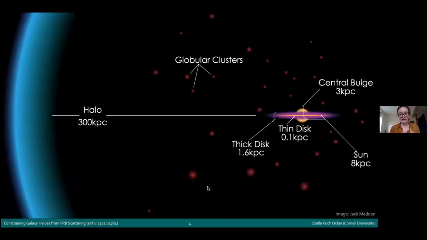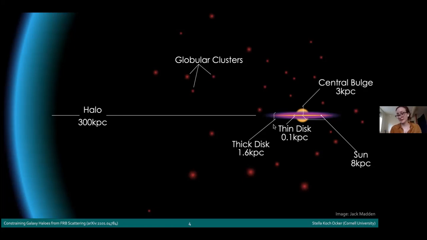So any FRB, when it passes through the Milky Way, will, broadly speaking, encounter two main parts of the Milky Way. It will encounter the halo and the galactic disk. And so the galactic disk can be broken up into two main components, a thin disk and a thick disk. And the thin disk contains most of the galaxy star formation, the spiral arms, and it lies relatively close to the galactic plane. While the thick disk contains mainly the warm ionized medium, it's more diffuse, less dense, and it extends about 1.5 kiloparsecs above the galactic plane.